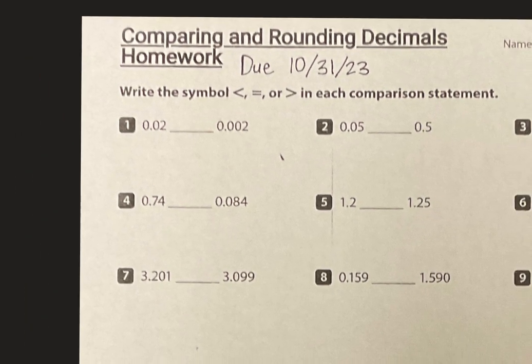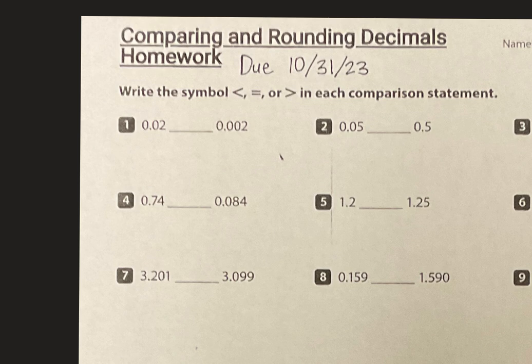In the comparing part, it says write the symbol less than, equal to, or greater than in each comparison statement. So our goal here is to read this from left to right. Okay, so we read 2/100ths is either less than, greater than, or equal to 2/1000ths. And there's a couple ways that we can do this. First of all, we can line up our place values with these numbers. And when we do this, we can check each place value one at a time.